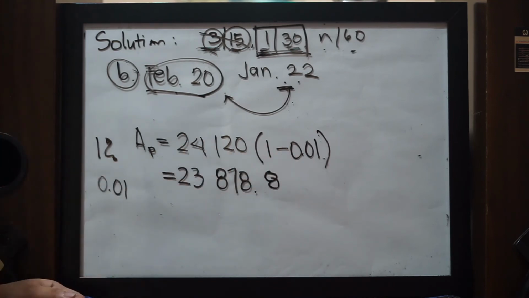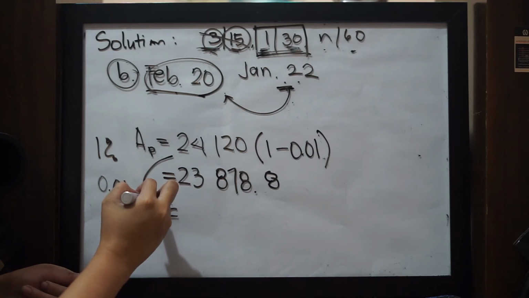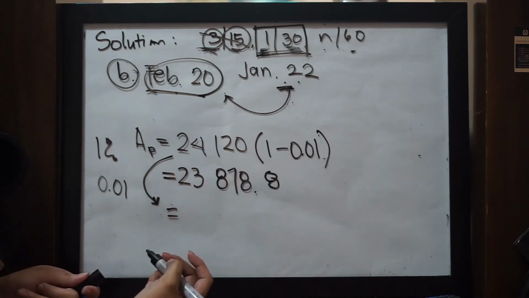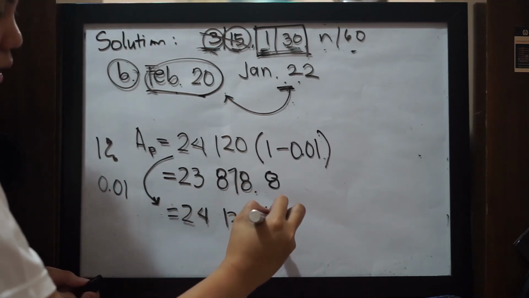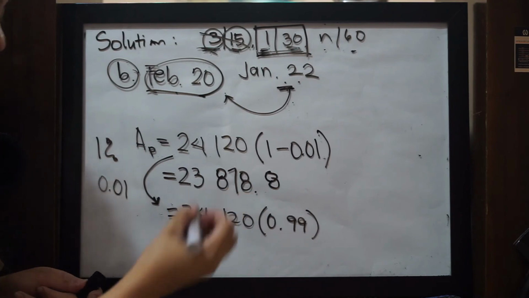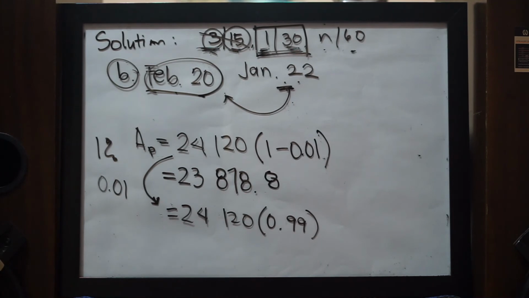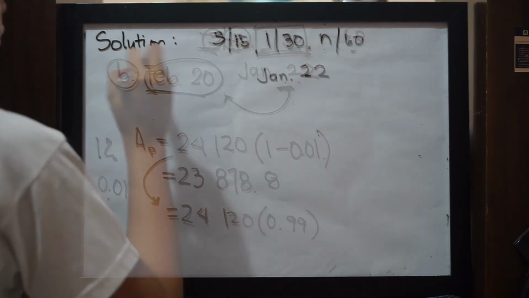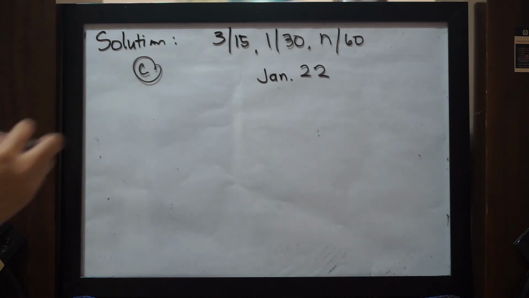Pero if you want a step-by-step solution, we solve for 1 minus 0.01 first, and obviously that is 0.99. Pero kung gusto nyo pa din i-calculate, then you may. So, multiplying 24,122 and 0.99, the answer is still 23,878.8.